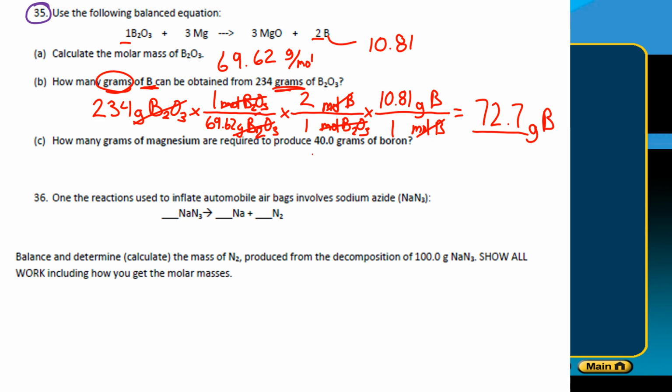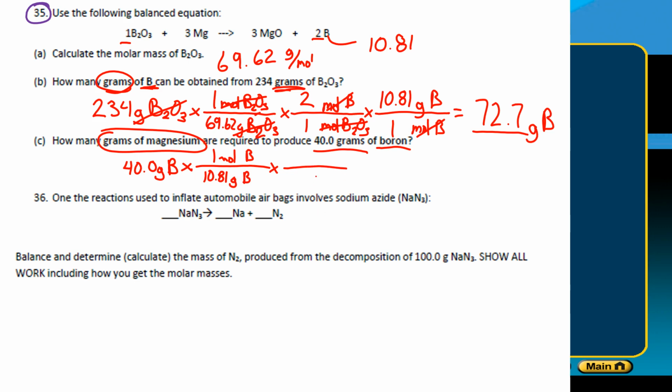All right, so same chemical reaction. We're starting with 40 grams of boron. We're trying to get to mass of magnesium. So 40.0 grams of B. First step is to get rid of grams and go to moles. So 1 mole of B is 10.81 grams B.